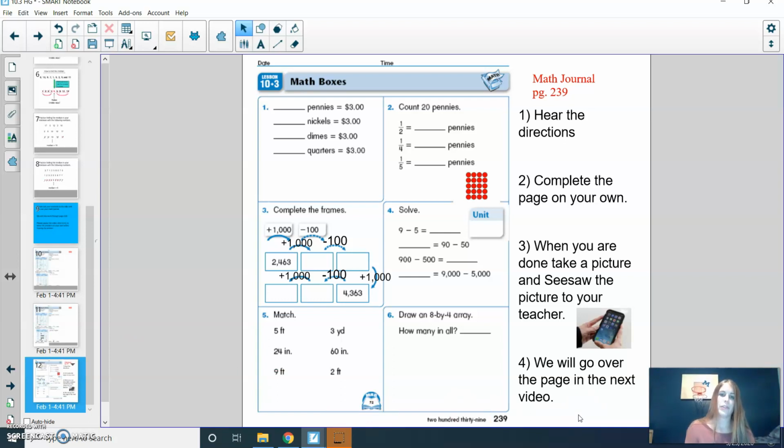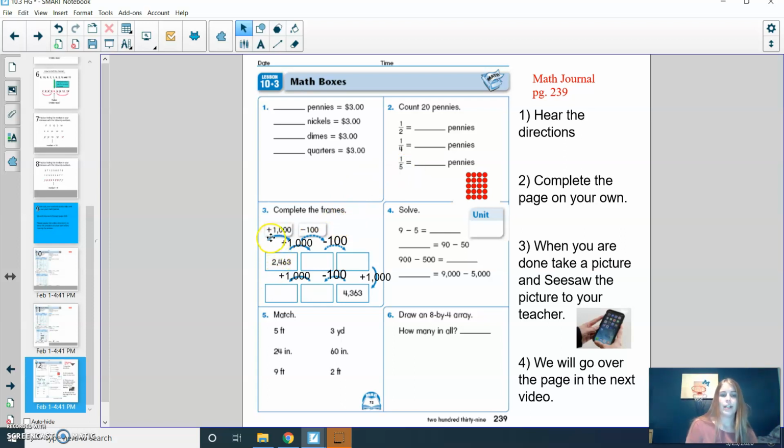We will first talk about the directions. So looking at math box 1, I want you to write how many pennies are the same thing as $3, and how many nickels would be the same as $3, how many dimes, and how many quarters are the same as $3. For question number 2, we're counting 20 pennies. Tell me how much would half of that be? 1/4 and 1/5. It might be helpful to make an array when you're looking at how much 1/4 and 1/5 is. For question number 3, complete the frames.